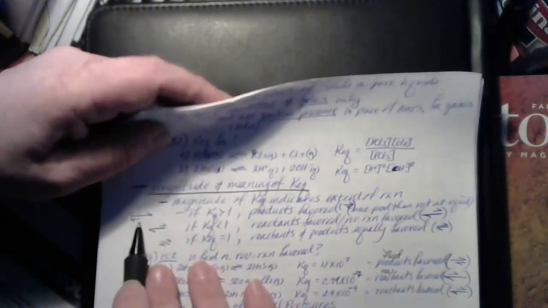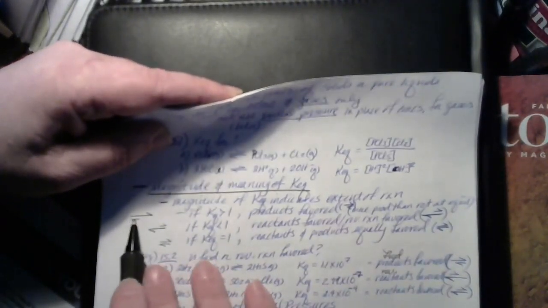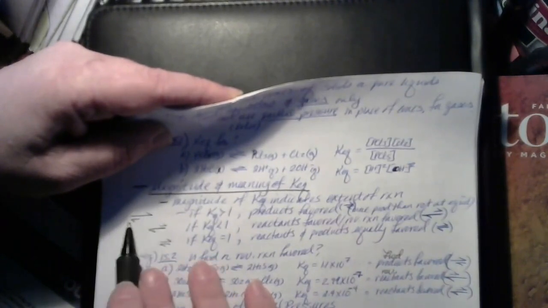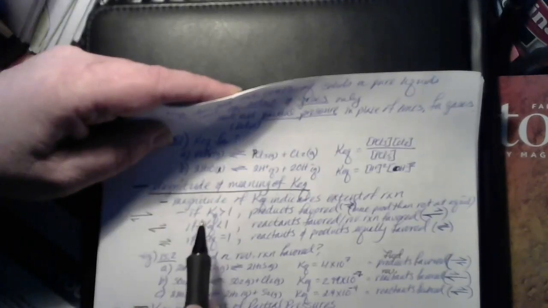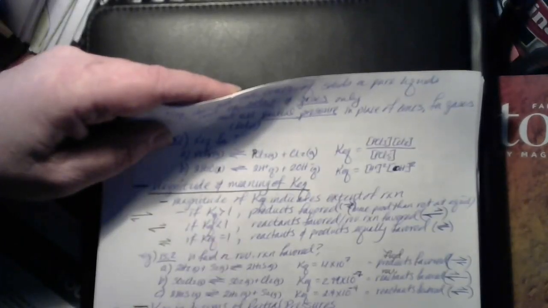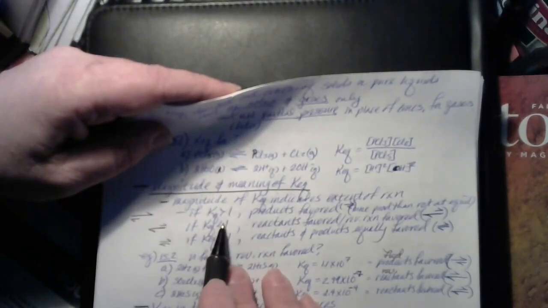Sometimes we denote a situation like that with the double arrows where the arrow pointing right is much bigger than the arrow pointing left. Sometimes we do this if we want to convey that situation without actually putting down the number. So this is kind of a qualitative way of saying that the KEQ is much greater than 1.